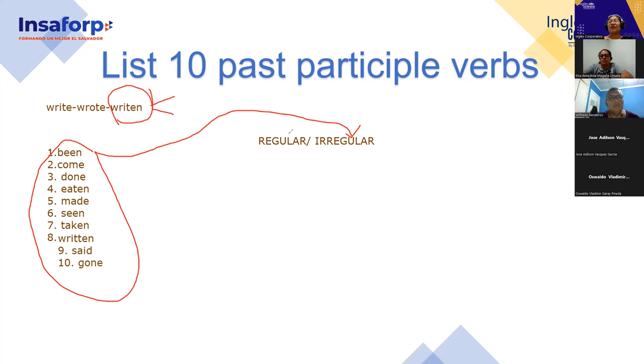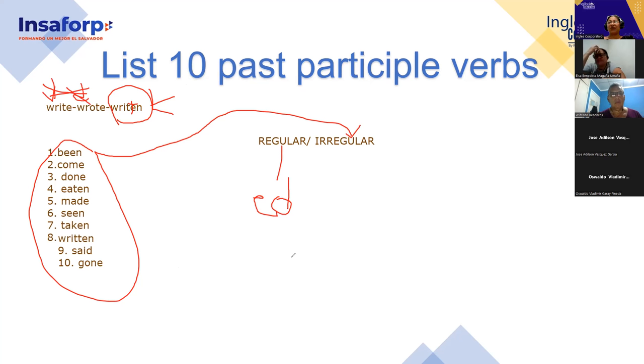Now, which are the regulars? Waited. No. When we add only D or ED? Mm-hmm. The regular ones son todos los que dice Wilfred. Todos los que terminan en ED. Pero a este yo no le puedo poner ED y no puedo decir write it. ¿Por qué? No. Porque es irregular. Because it is irregular. So I cannot write it in that way. Quiere decir que los irregulars o me los aprendo o me los aprendo. I have no choice.